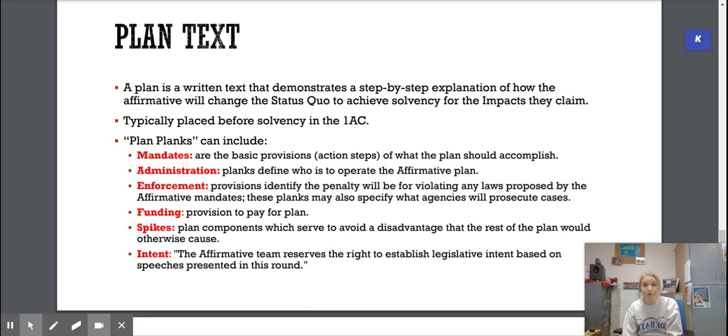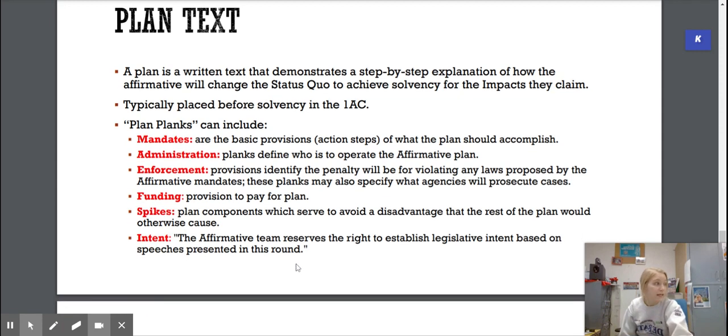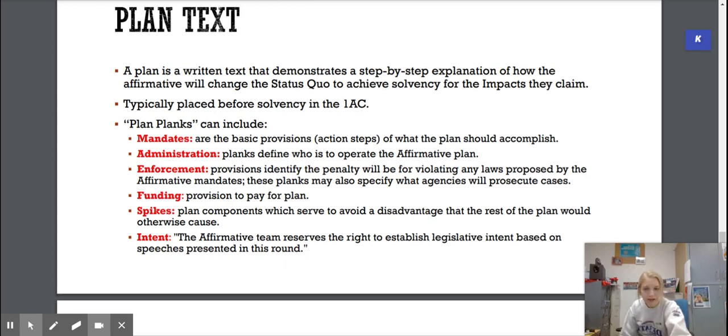However, you do need to be able to respond to these. So even if you don't write who will enforce the plan in your plan text, you do need to know who is going to enforce this, who is going to make sure this plan happens and make sure it happens correctly. So be able to answer those questions even if you don't specify it in your plan text. And if you've written your plan text and you want to add plan planks to it, that's fine. Add them to it, resend it to me.